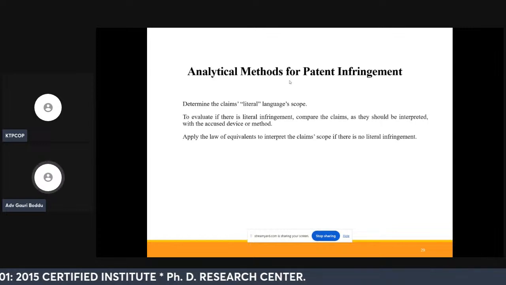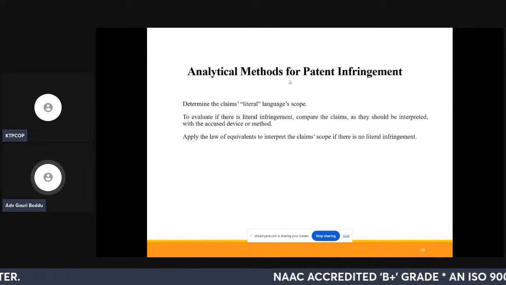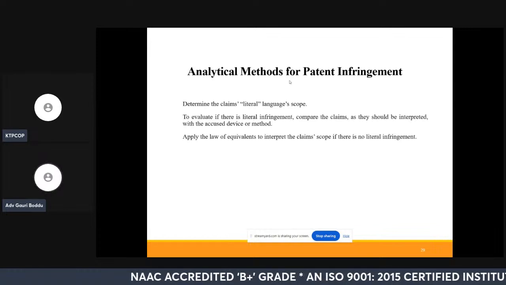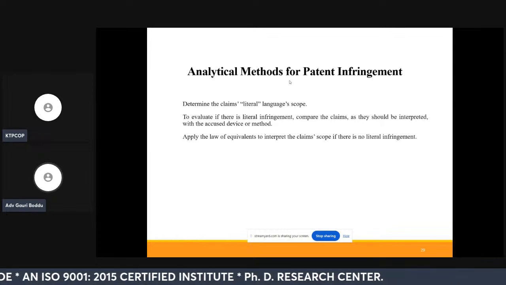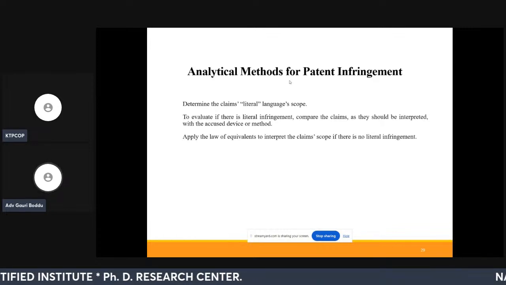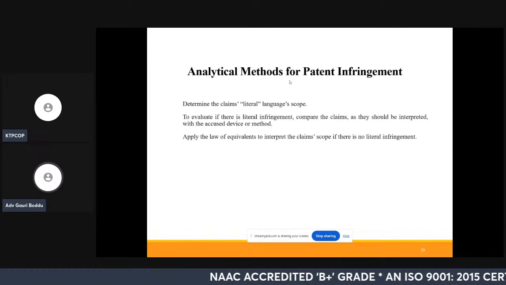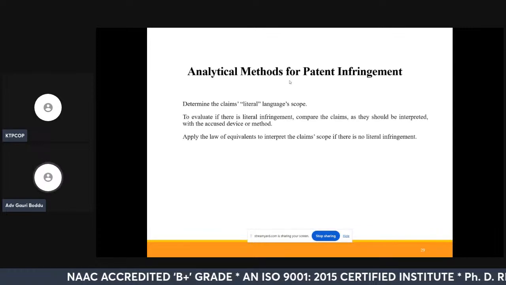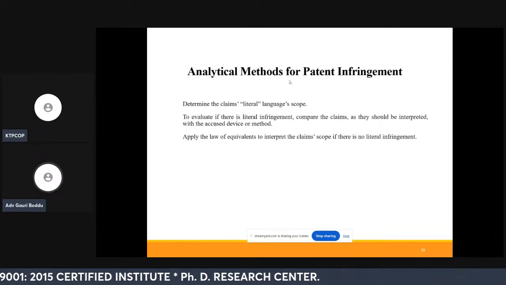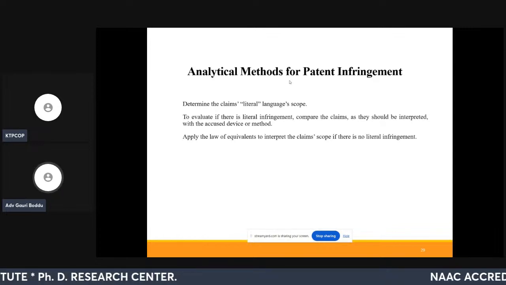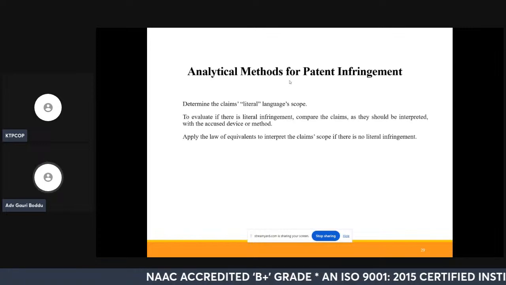Substantially the same function in the same way to achieve the same result. The process might be different, but it has the same result, substantially the same function. A patented process uses a chemical solvent X, but the accused infringer uses a chemically similar solvent Y. The patented invention uses solvent X and B is using Y, but the product is the same. Through this, we can analyze that it is a patent infringement.